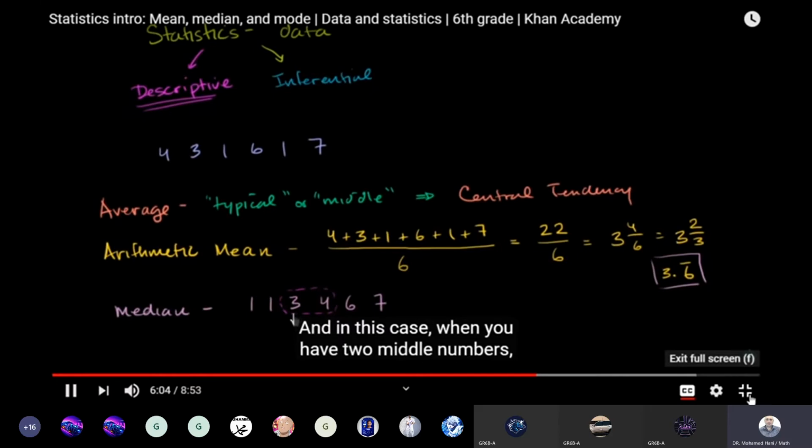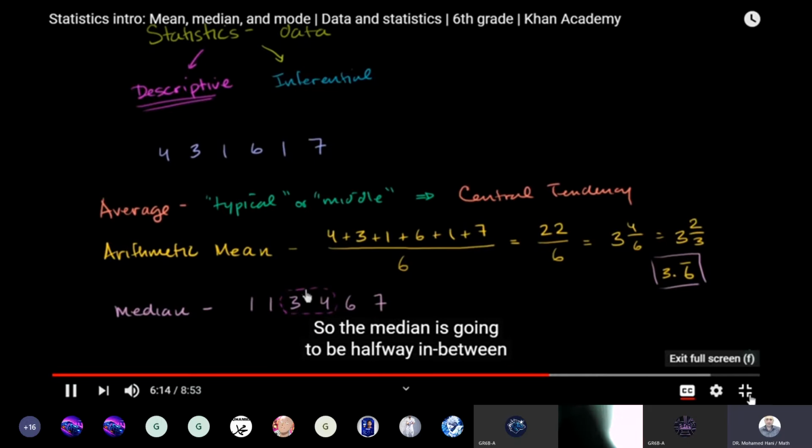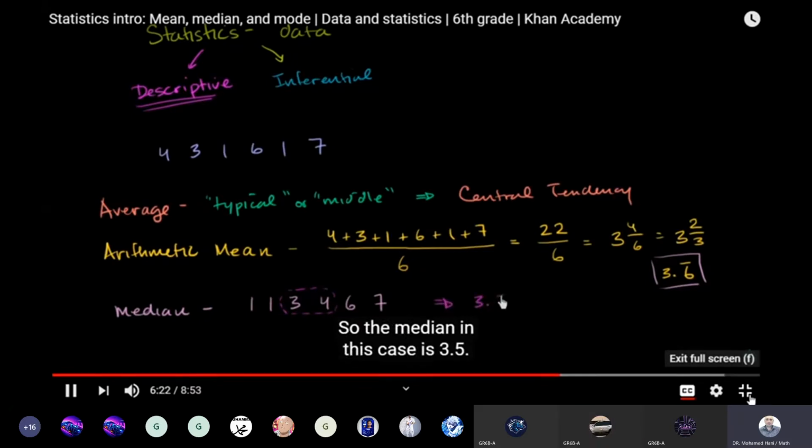And in this case, when you have 2 middle numbers, you go halfway between these 2 numbers, or essentially you're taking the arithmetic mean of these 2 numbers to find the median. So the median is going to be halfway in between 3 and 4, which is 3.5. So the median in this case is 3.5. If you have an even number of numbers, the median is essentially the arithmetic mean of the middle two, halfway between the middle two.